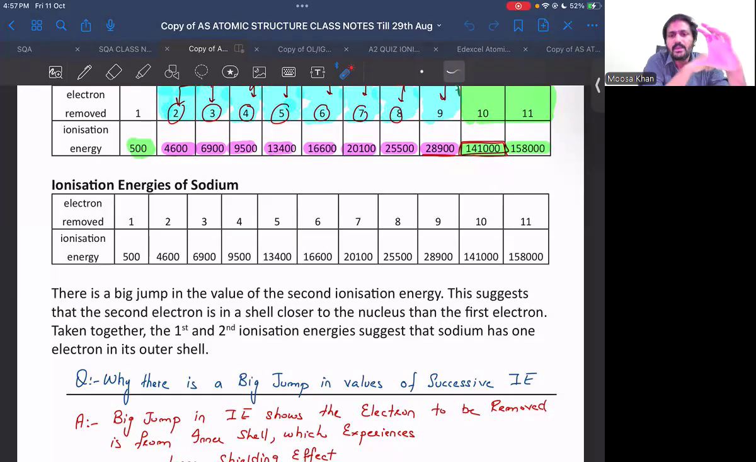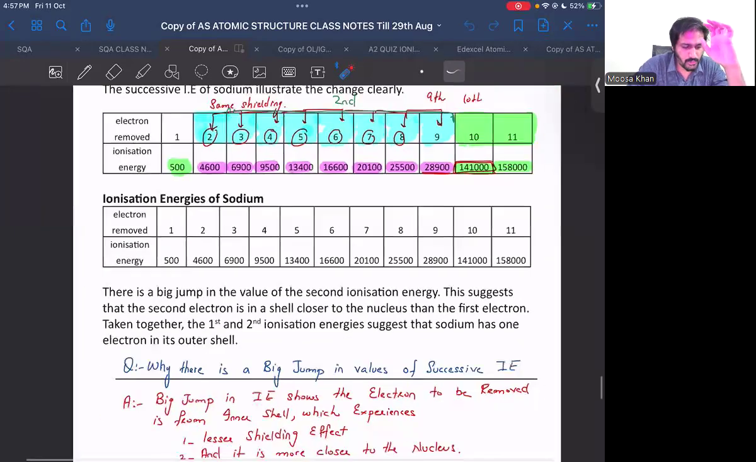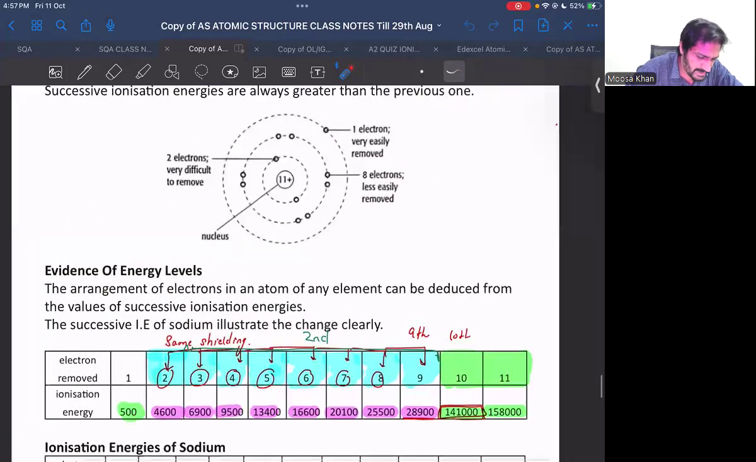But once you have removed the electron from the second shell, now the third electron that you have to remove from the sodium atom. See, first electron, second electron, and now the third electron that you are going to remove from the sodium atom would again be in the same shell.